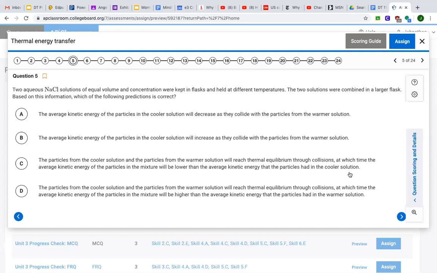Is it that the average kinetic energy will be lower than the cooler solution? Yeah, so this one's almost correct, but there's this one word that's wrong. It will be higher. Okay, because the temperature is going to average out. It's going to be between the temperatures of the two solutions. So that's wrong, because of that one little thing. Otherwise, that's a great looking answer.